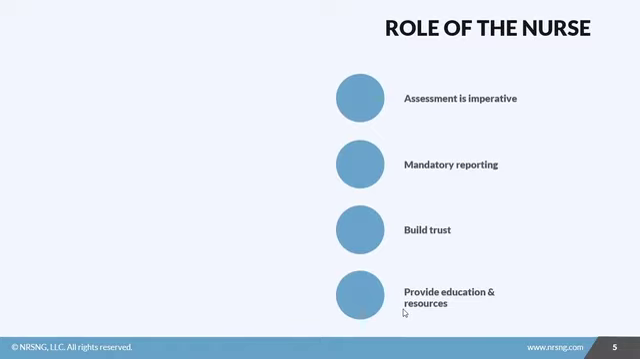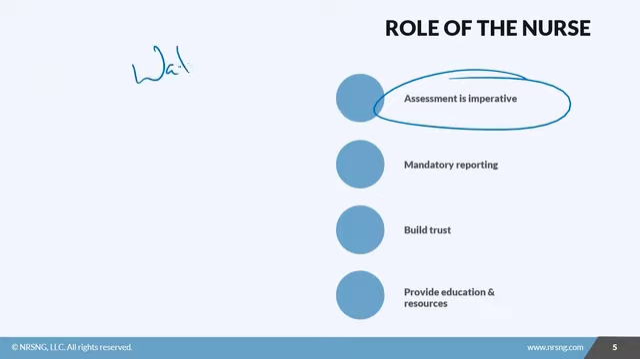So what do you do as the nurse? First off, your assessment is imperative. Do a solid health assessment. You're going to check the skin. You're going to look for injuries. You're going to pay attention to what the patient says about family members. If the patient's a child, watch the interactions between the parents or adults, and other people in the room that the child may change their demeanor around.